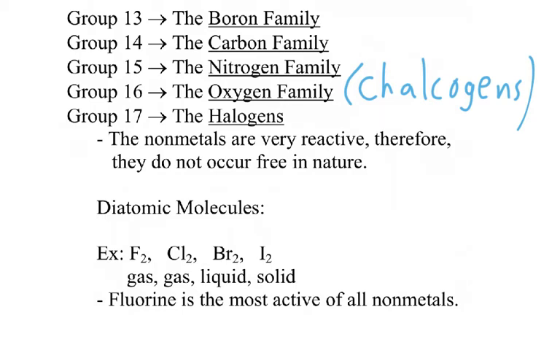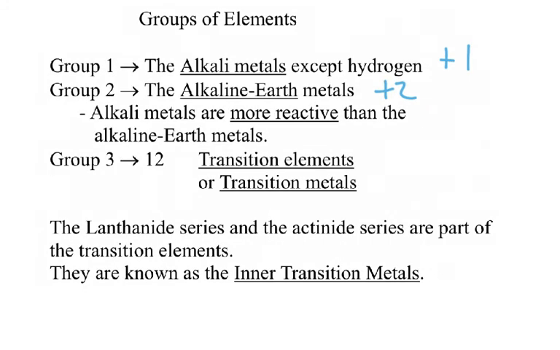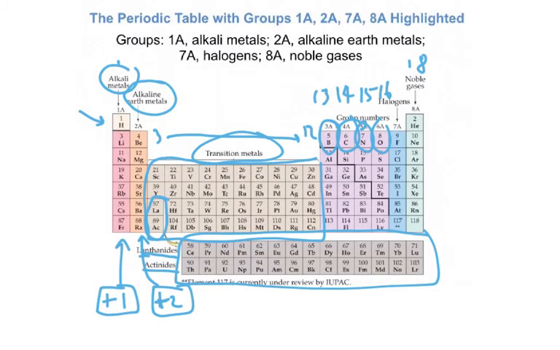As far as what they do, when they react, they like to gain 2 electrons. So they have a -2 charge. When you're negative, it means you're gaining electrons. So that would be the chalcogens or the oxygen family. Now that leaves us with, let me go back this way, 2 more groups.